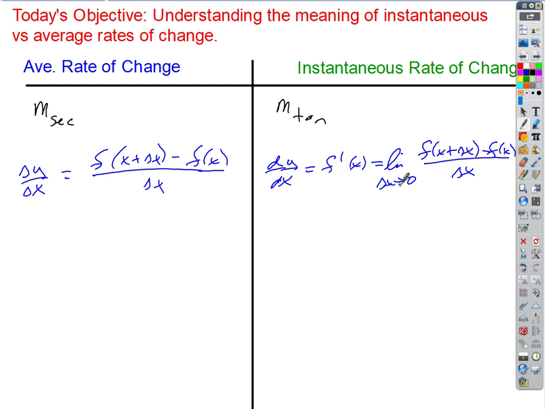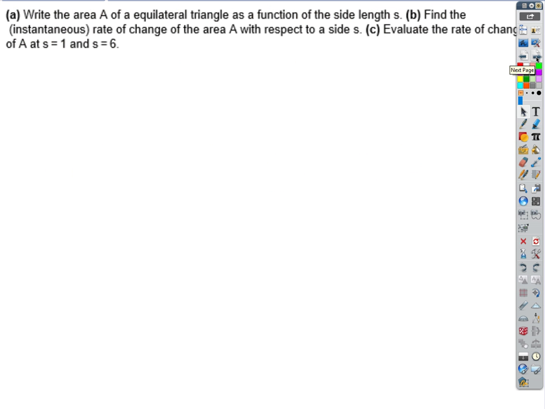Okay, so that sums it up pretty well. An average rate of change is going to be over an interval, an instantaneous rate of change is at an instant, right? It's at one moment in time on the curve, okay? We might come back to this and add some other stuff later, but those are the highlights. Okay, so let's look at some problems then. Okay, here, this is a good one. Write the area A of an equilateral triangle as a function of the side length S. Now, first of all, I like that. Right there, that's a pretty good question. That's asking you to do something that's not trivial.